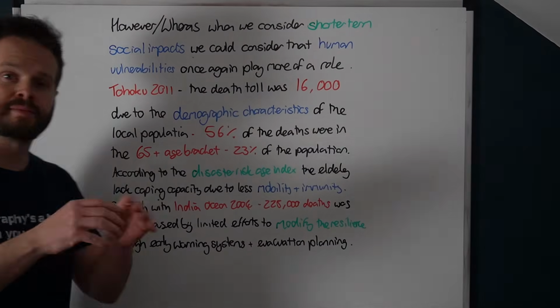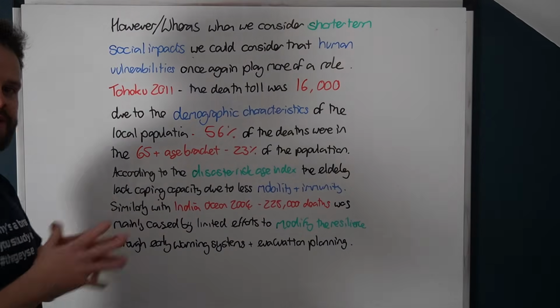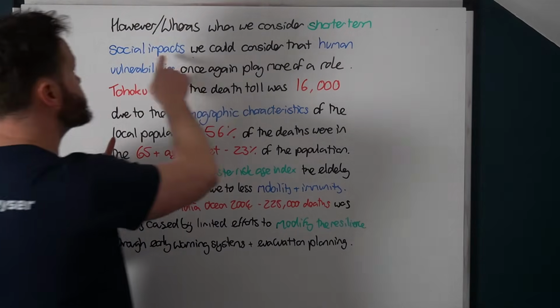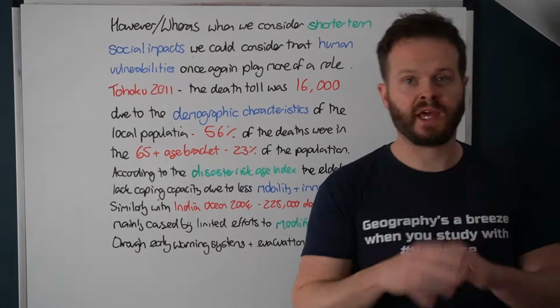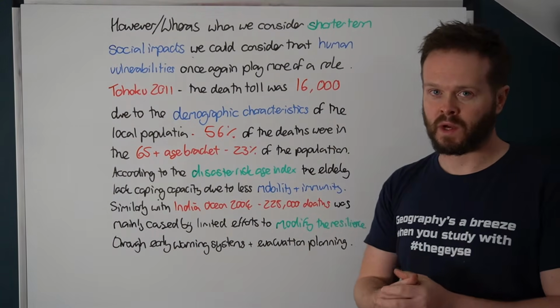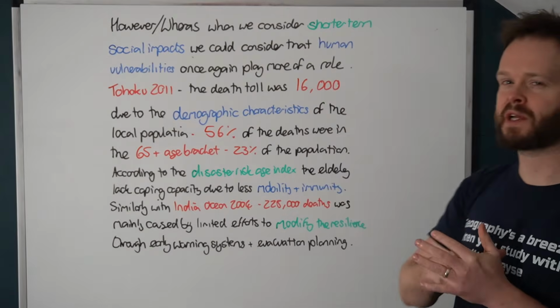And then, as expected, we've got to come in with our good old evaluation paragraph or our good old assessment paragraph. Whereas when we consider shorter term social impacts, so once again, we're putting the timestamp on it and we're also putting the type of impact on it as well. 2 ways of being evaluative, 2 perspectives that we're giving here.